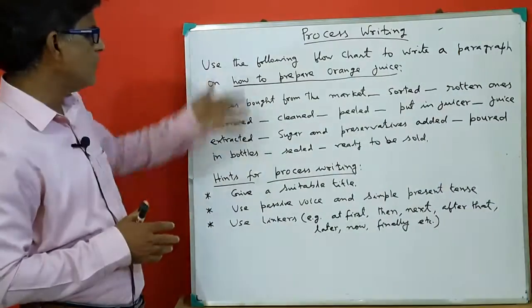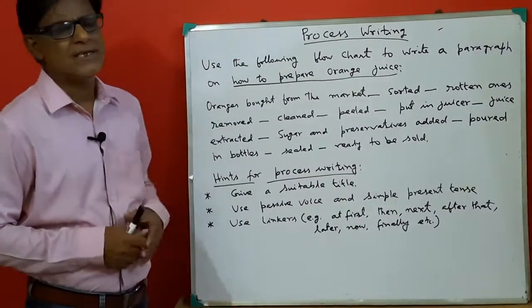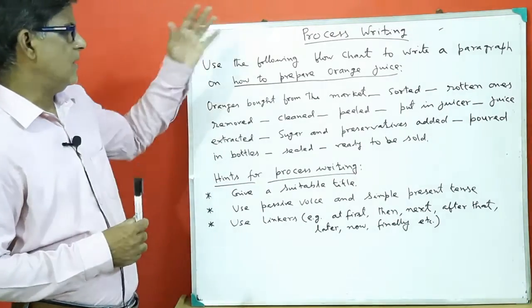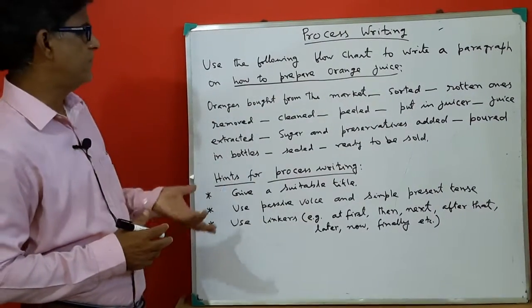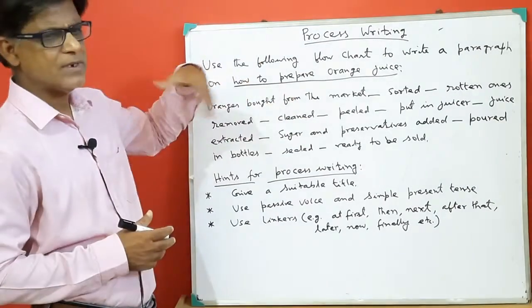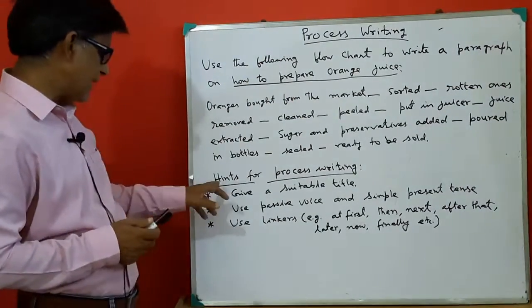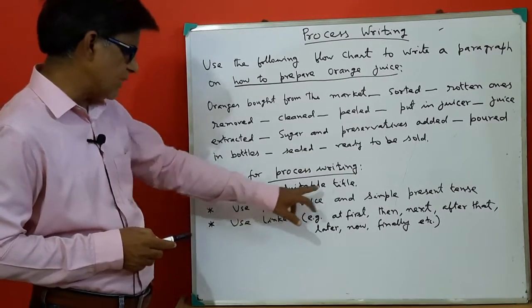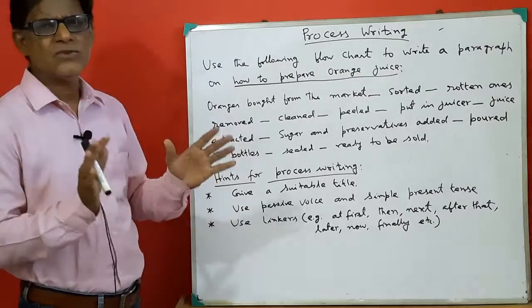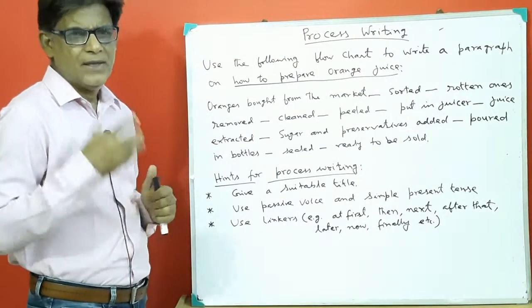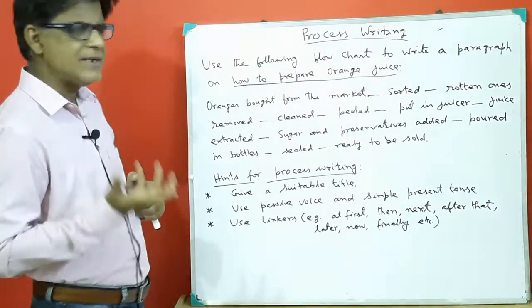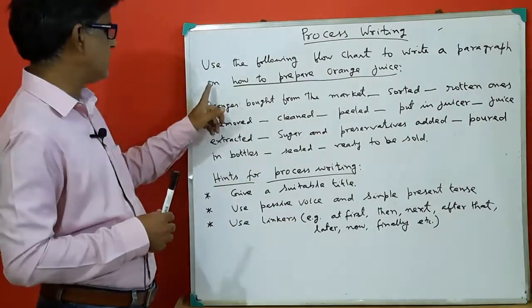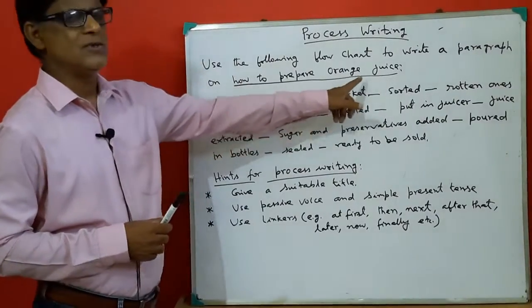Now before process writing, there are some tips which I am going to tell you on how to write a process on a certain topic. So here are hints for process writing. First of all, you have to give a suitable title, and you can write the title from the question. So here is the question: how to prepare orange juice.